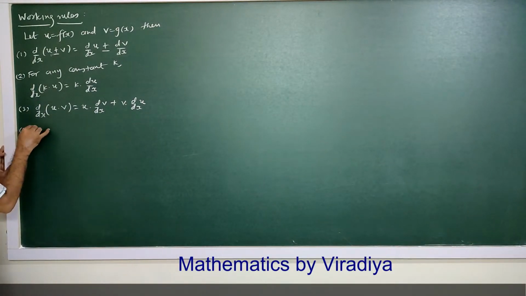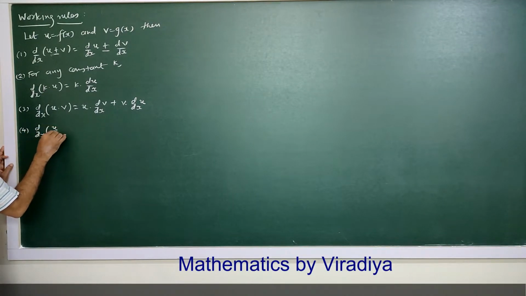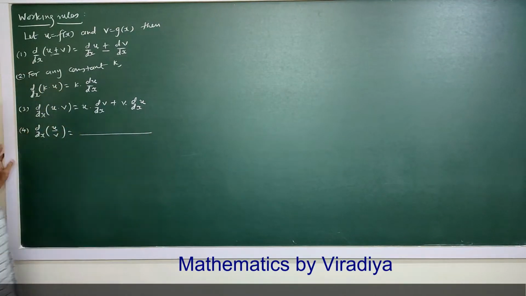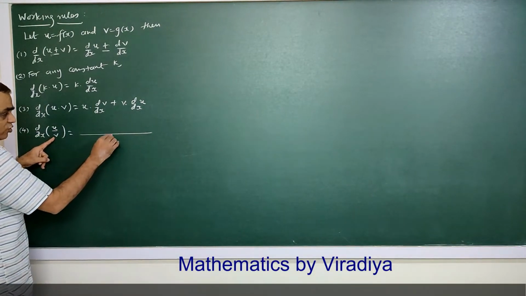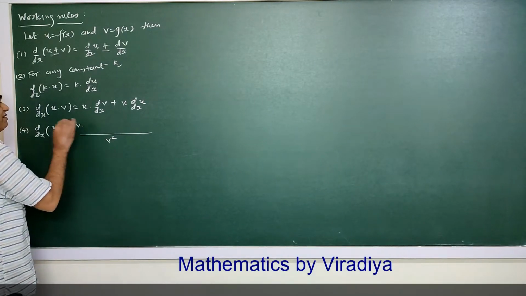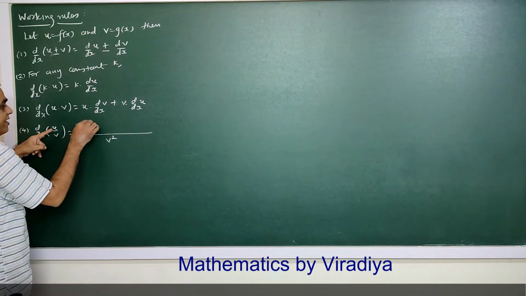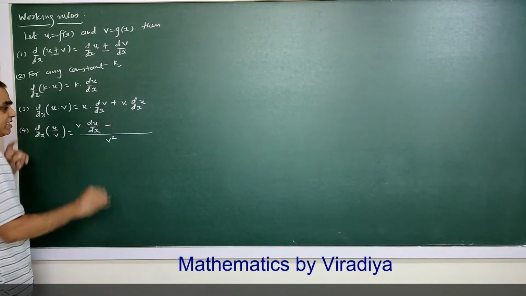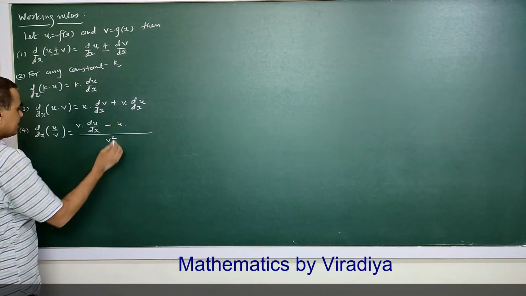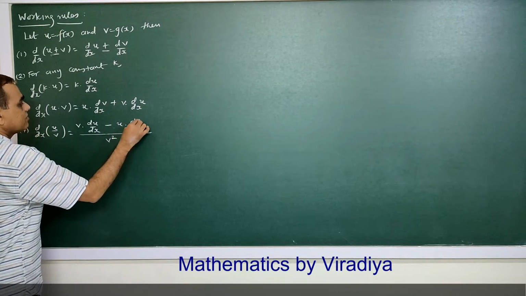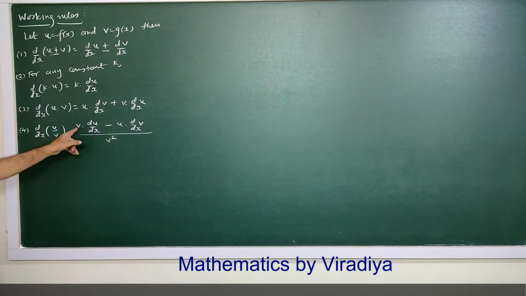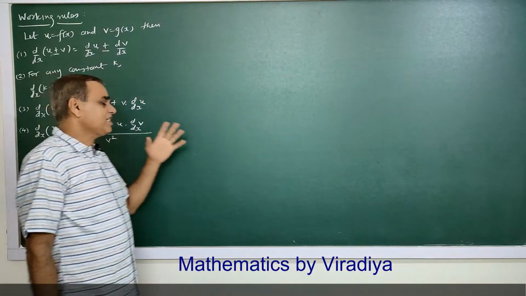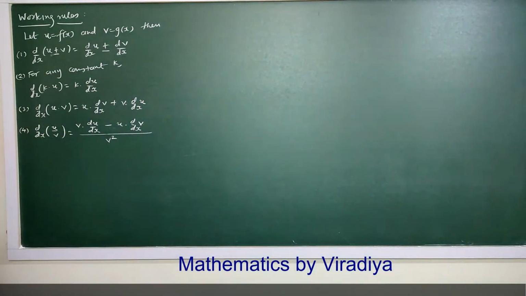And the fourth working rule was the derivative of a quotient. The derivative of u by v is, since v is in the denominator, v square, then v as it is, derivative of the numerator, minus u as it is and derivative of v. So v square, v as it is, derivative of u minus u as it is, derivative of v. So these working rules I already discussed.